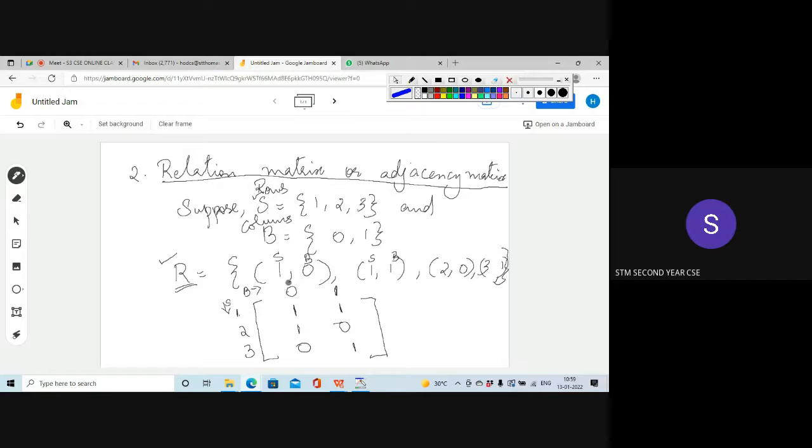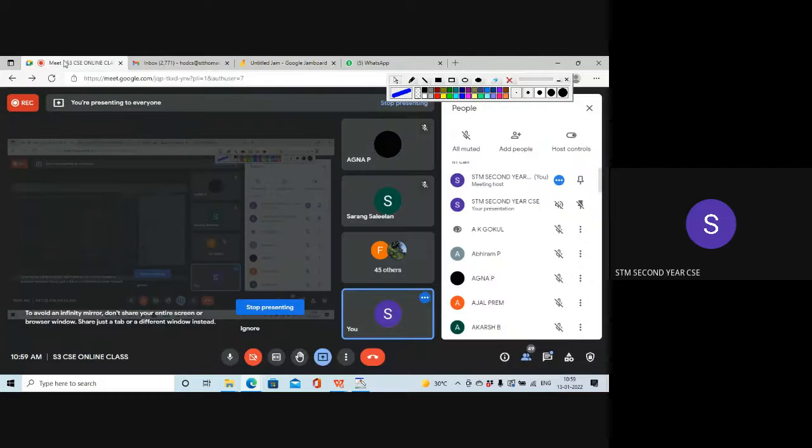That is, if there is an ordered pair, we put it as 1. If that ordered pair is absent, we put it as zero. This is how you represent a relation matrix. Is it clear? That matrix is also called an adjacency matrix. Is it clear to you?